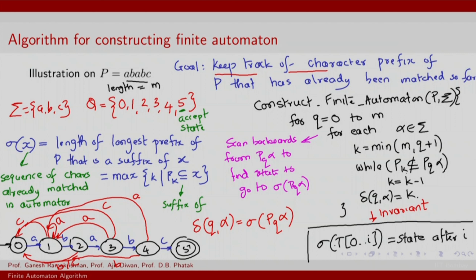Of course we need to complete the for loops. This has helped us complete the delta for every state and for every alpha, and basically delta q comma alpha points to the length of the longest prefix of p, that is a suffix of pq alpha.